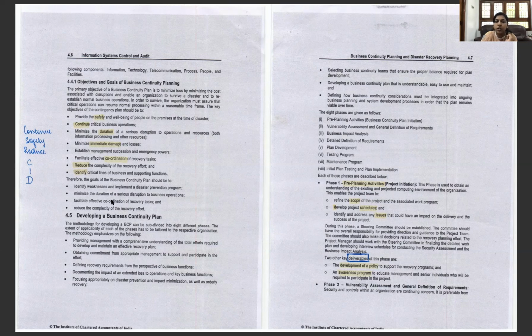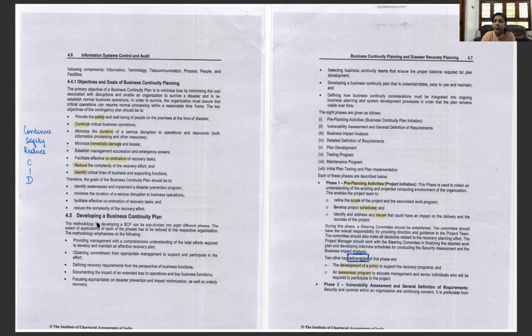We will come across a concept which is known as the downtime pain threshold. This all deals with minimization of duration of serious disruptions. So these are the objectives and goals of business continuity planning. It is continue safety and reduce CID.